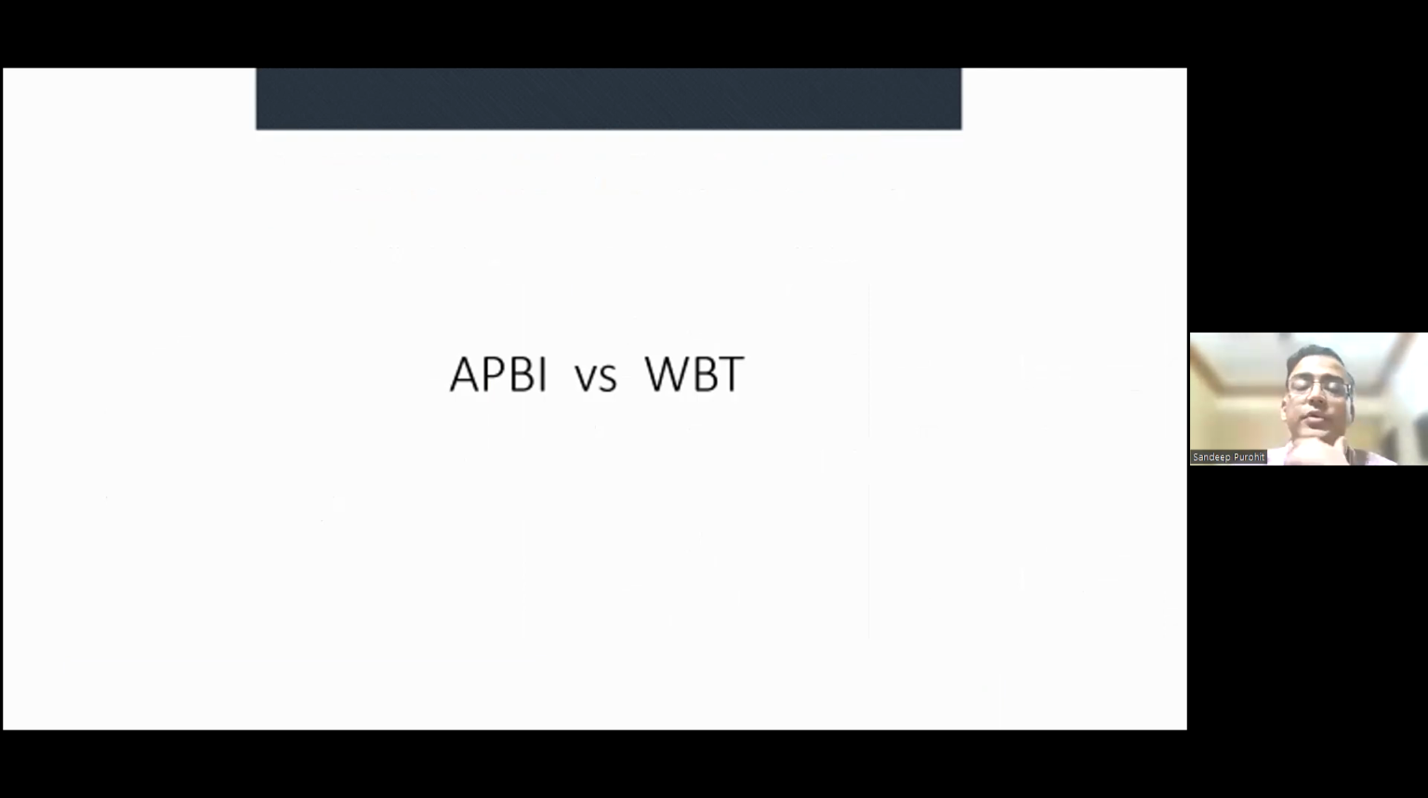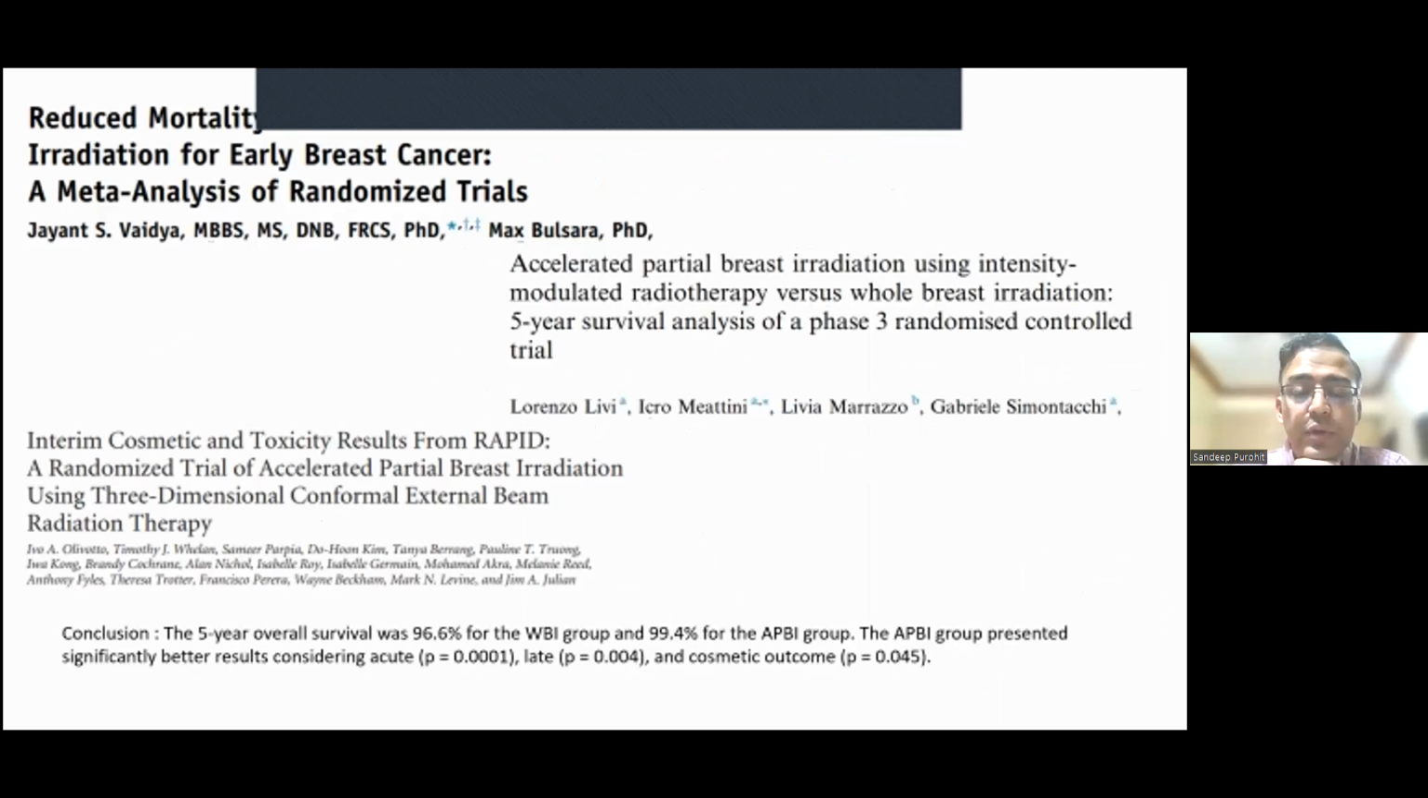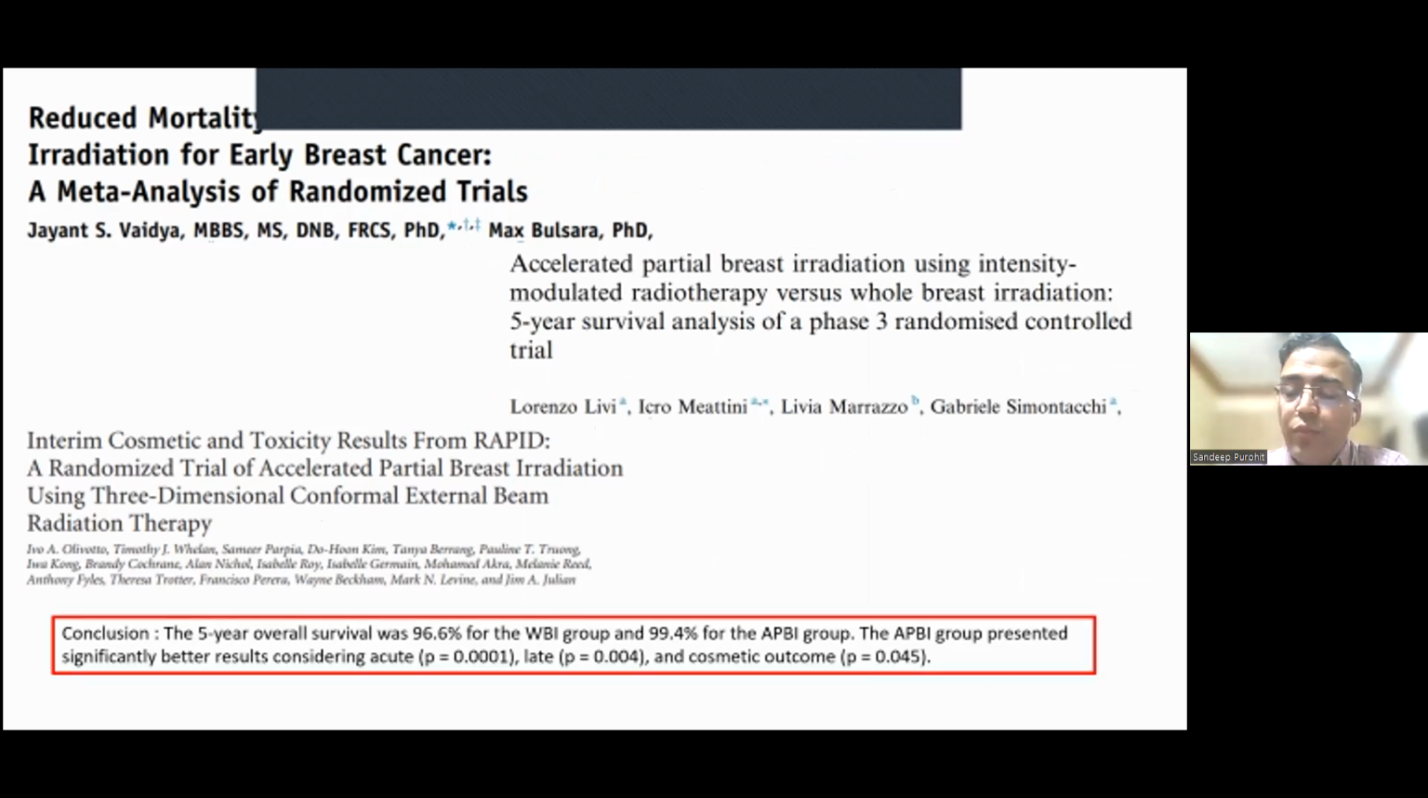Then there was partial breast irradiation. Many studies were done for the partial breast irradiation, and all of these concluded that the 5-year overall survival was similar in both of these arms when the patient was given whole breast irradiation as compared to the partial breast irradiation. But partial breast irradiation presented with better results in terms of acute and late side effects and the cosmetic outcome. So partial breast irradiation, although only a particular subset of patients can be given it, had a better side effect profile as compared to whole breast irradiation.